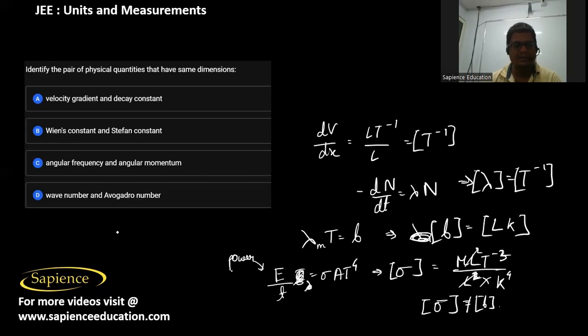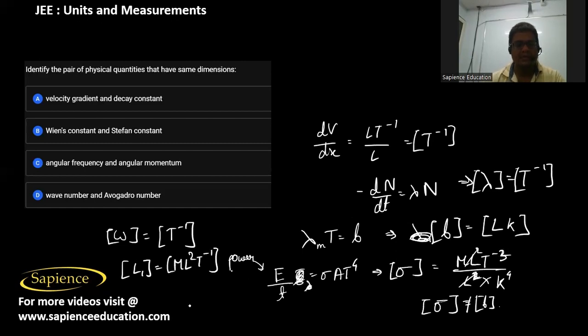Then angular frequency omega, its dimensional formula is also T power minus 1. And angular momentum, its dimensional formula is r cross p, so it is ML square T power minus 1. So that is also not same. And wave number, that is k, its dimensional formula is L power minus 1. And Avogadro number, it is dimensionless. So it means only velocity gradient and decay constant, they are having the same dimensions. So option A is the correct answer.